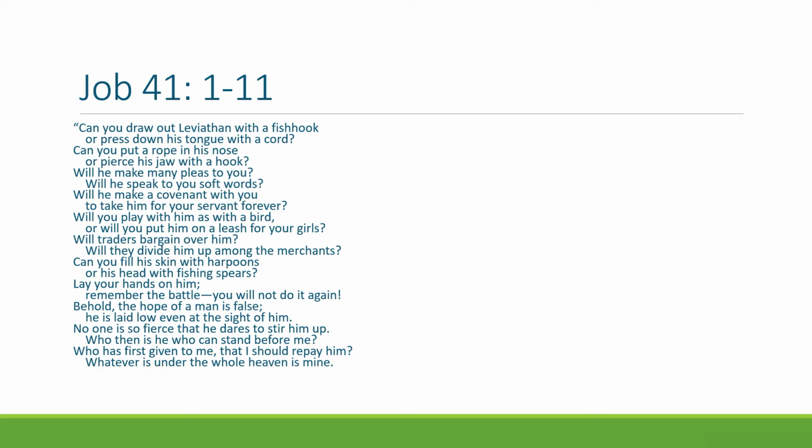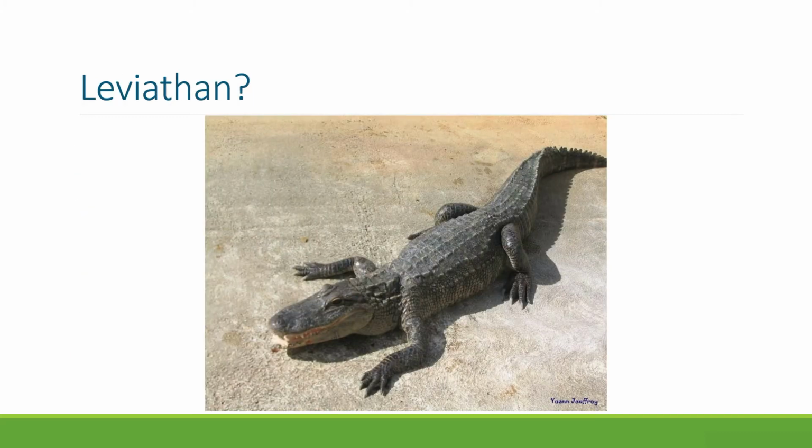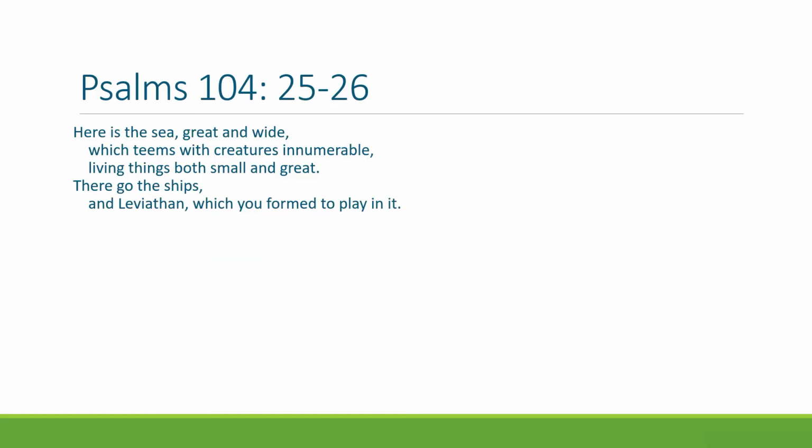Now, many people want to say that by Leviathan, God meant the crocodile. But that's a good question. Is that what Leviathan was? You see, we have in Psalms also, it says, "Here is the sea, great and wide, which teems with creatures innumerable, living things both small and great. There go the ships, and Leviathan, which you formed to play in it." And this is more a description of the ocean, and crocodiles do not live in the ocean. So what sea creature lives in the ocean that is great and monstrous?